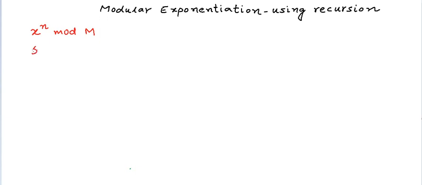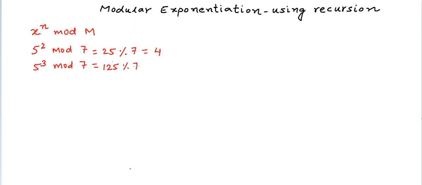So let's pick up some examples. Let's say x is equal to 5 and n is equal to 2, and we want to take a modulo by 7, so m is equal to 7. So this will be equal to 25, and we can also use the sign that we use in a programming language for modulo, and it will be equal to 4. The remainder upon dividing 25 by 7 is 4. Similarly, 5 to the power 3 modulo 7 will be equal to 125 modulo 7, which will be equal to 6.